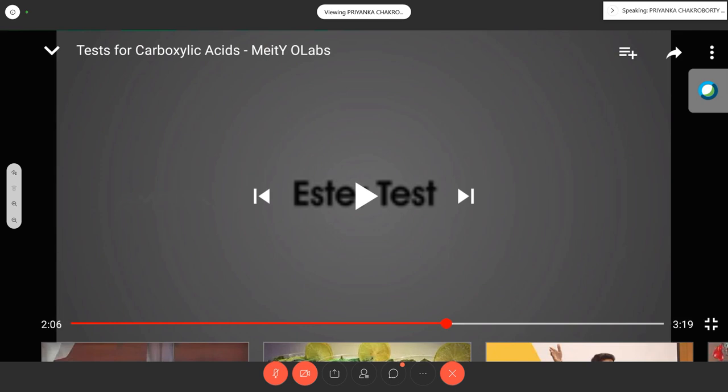Okay, next test, the confirmatory test that we have said: esterification test, where the fruity smell of ester will be found. The coming test is regarding this one. So let's start.